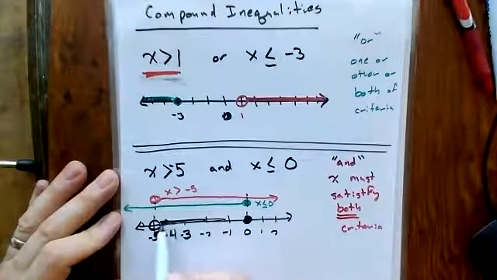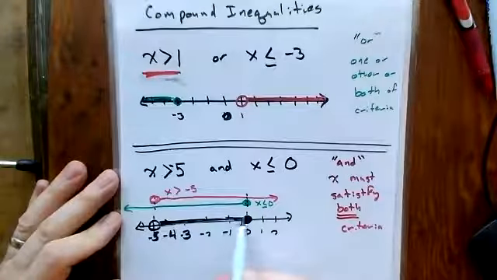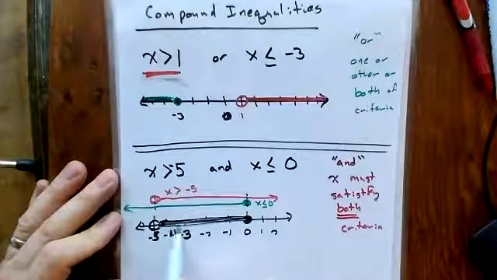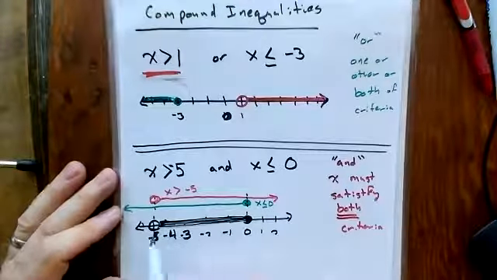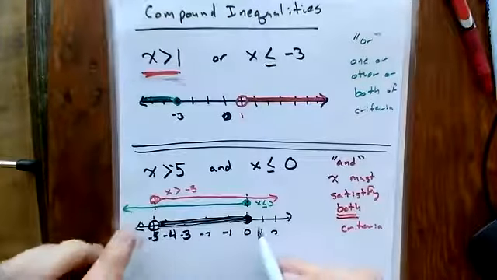So this inequality is going to graph like this. And here I've got this closed interval.